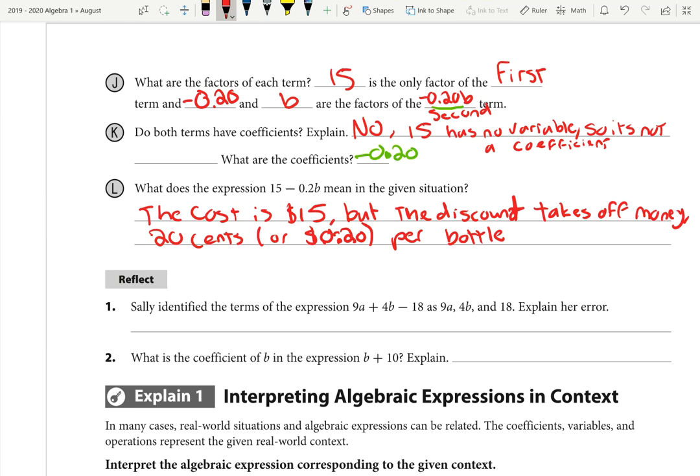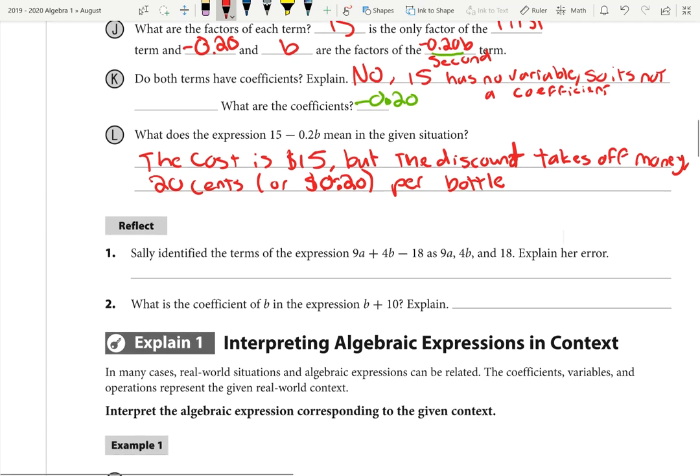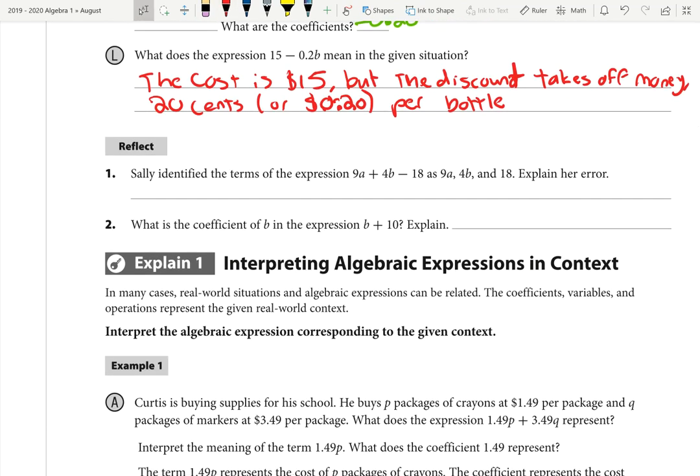So what they wrote in the book says, if Fred has a coupon, 20 cents is subtracted from the price of every bottle in the case. If Fred does not have a coupon, then the case costs $15. So that's what they wrote in the book. I wrote it my way. They're both basically the same thing, but there you go.